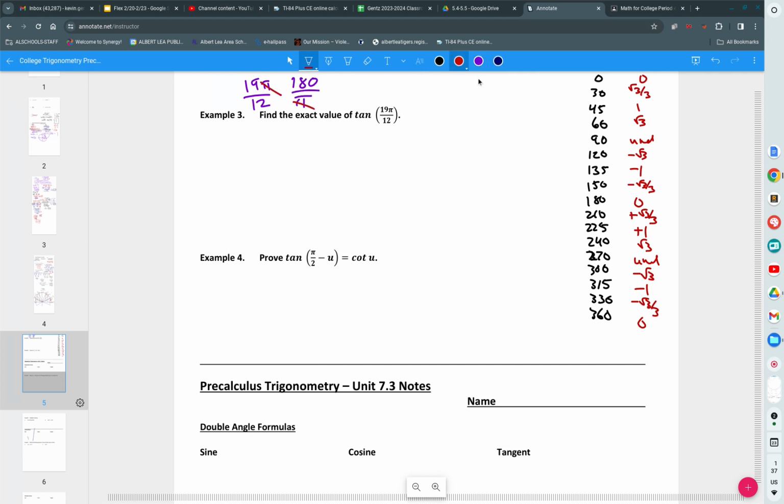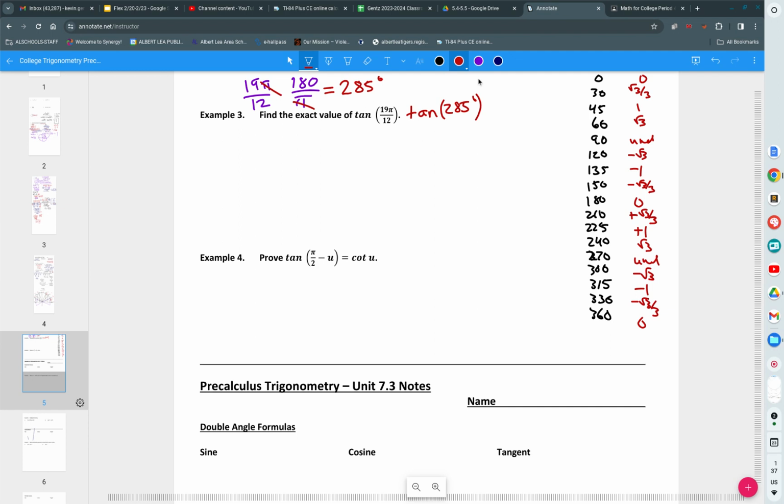Pi's cancel. I get 19 times 180 divided by 12, none other than 285 degrees. So I'm trying to determine the tangent of 285 degrees. I have all of the values written over here on the side. You don't need to write them. I'm just going to use those for our sake of practicing.